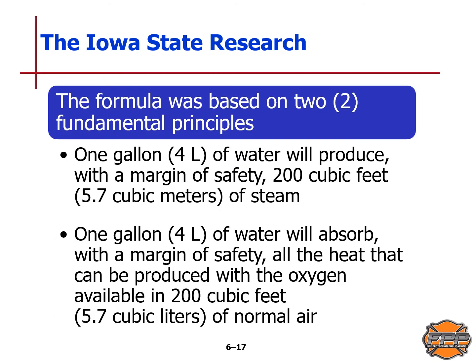Their formula was based on two fundamental principles. The first is 1 gallon or 4 liters of water will produce with a margin of safety 200 cubic feet or 5.7 cubic meters of steam. Their second principle was that 1 gallon or 4 liters of water will absorb with a margin of safety all of the heat that can be produced with the oxygen available in 200 cubic feet or 5.7 cubic meters of normal air.